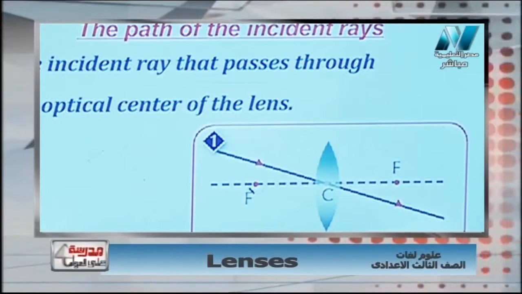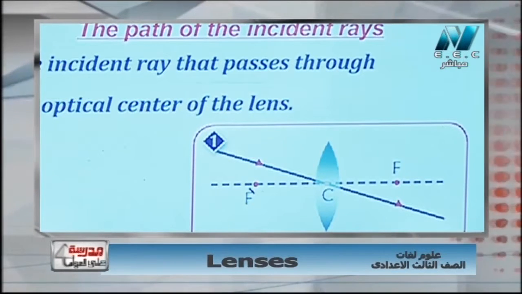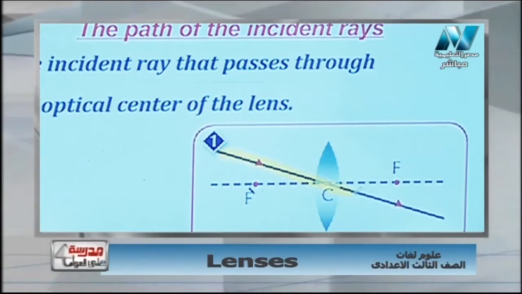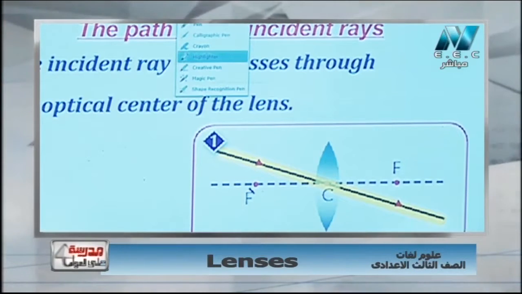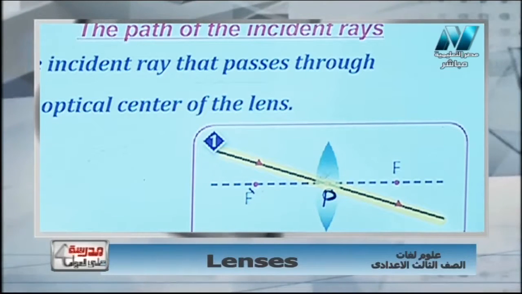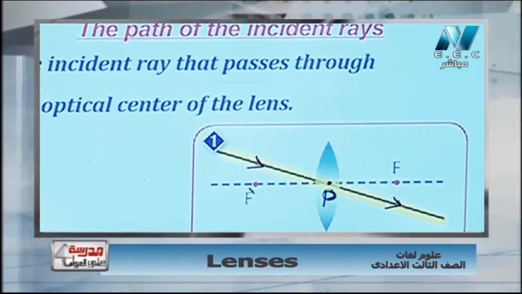So we have rule number one, as we will see now in front of us: the path of the incident ray that passes through the optical center. You know what? As we see here, the light ray passes through the optical center. In this case, the light continues without refraction. The light ray will continue without what? Refraction, as here we have optical center P. In this case, the light continues in its direction without refraction, as we see here.